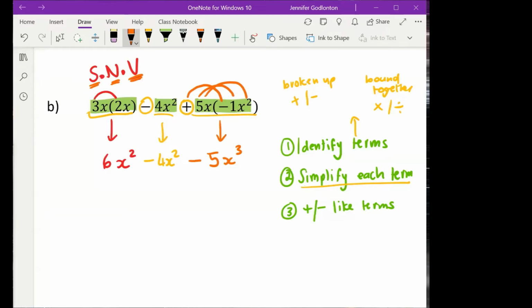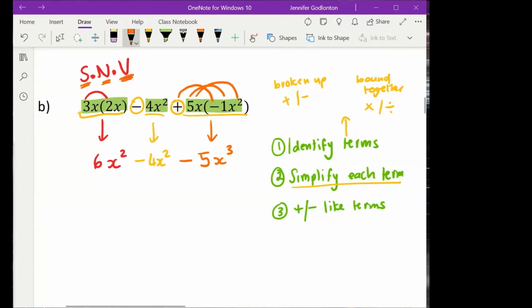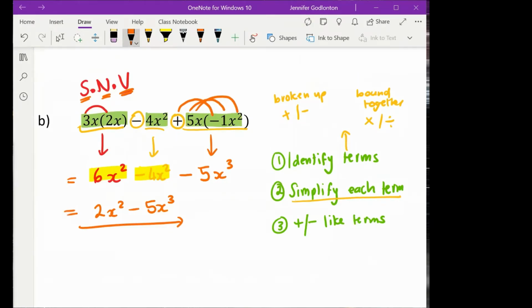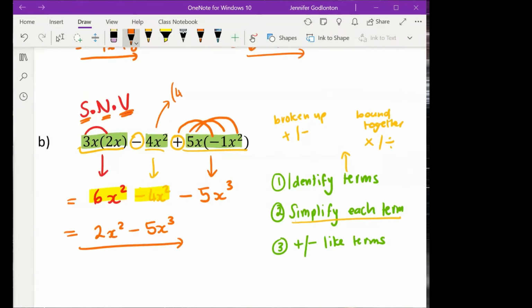Okay, so we're bringing in stuff that we've spoken about over the last couple of weeks into these questions. Now we want to find our like terms. I've got x squared and x squared, so we're going to do our like terms there. 6x squared minus 4x squared gives us 2x squared, minus 5x cubed. And that is going to be our final answer. It would make a difference if the 4x was in brackets, because then it would become 16x squared.